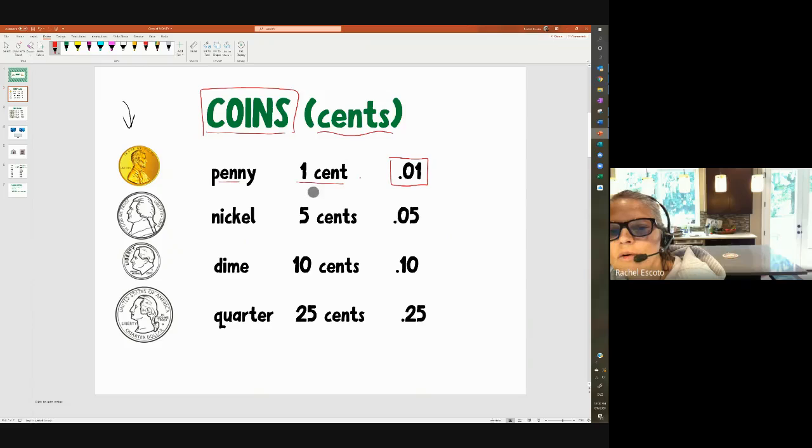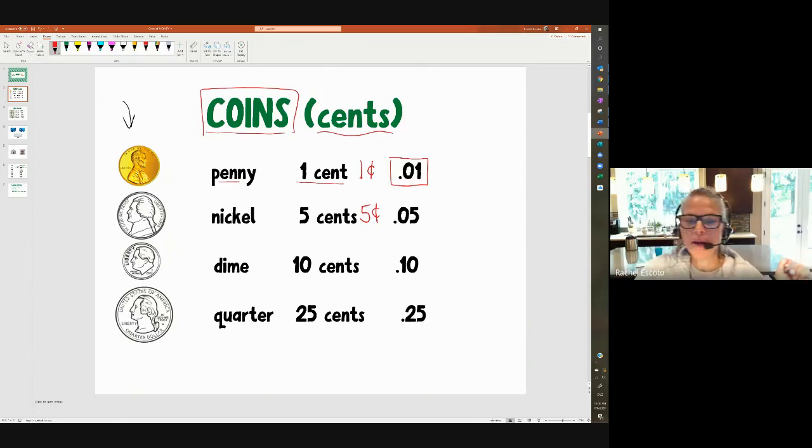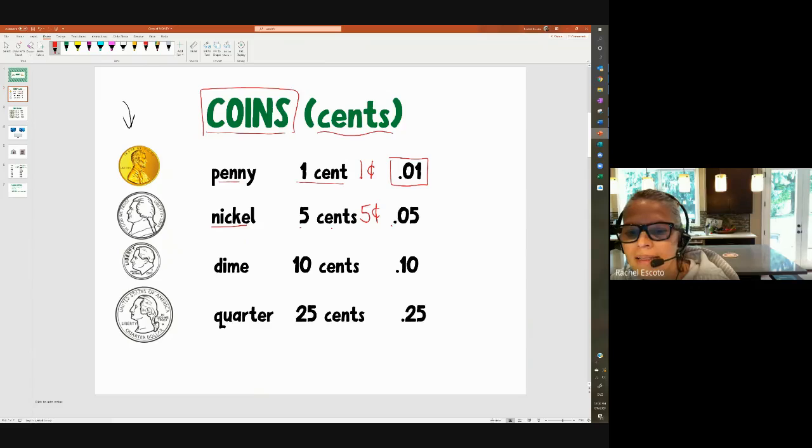Sometimes you'll see this. This is old-fashioned. We used to write like this, 1 cent, 5 cents, right? But this means 1 cent. Everybody say 1 cent. A nickel is 5 cents, and we write it like this. A dime, that's dime with that silent E, right? Dime. Dime is 10 cents. And we write it just like this, 10 cents.